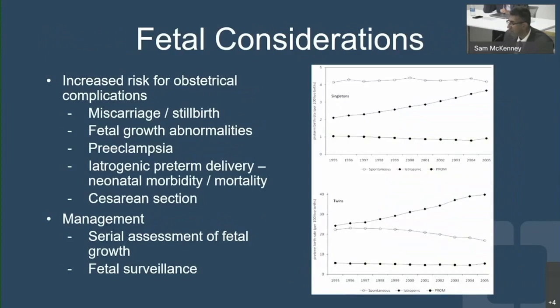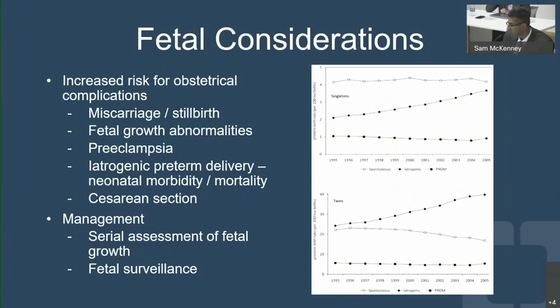What does this mean? What are we seeing in terms of fetal considerations? Having more comorbidities does increase the risk for obstetrical complications as well, including miscarriage, fetal growth abnormalities, preeclampsia, and then iatrogenic preterm delivery, which is preterm delivery where mom doesn't go into labor, but we're having to deliver mom because of significant disease. And you can see the rate for that here, the filled in diamonds, and it's steadily increasing in both singletons and in twin gestations.